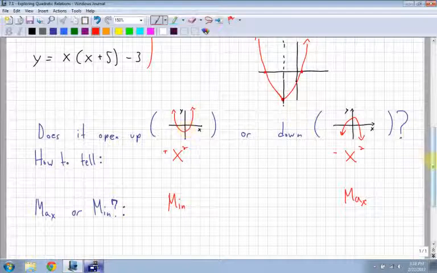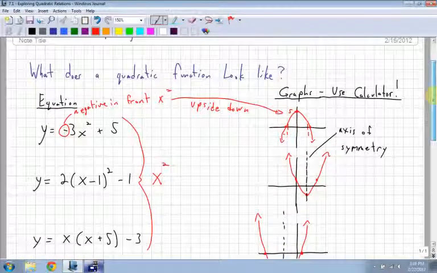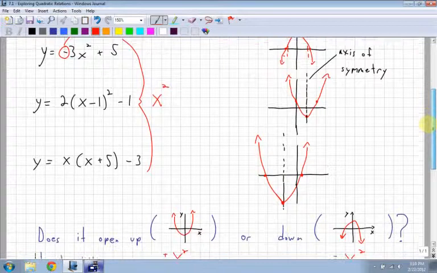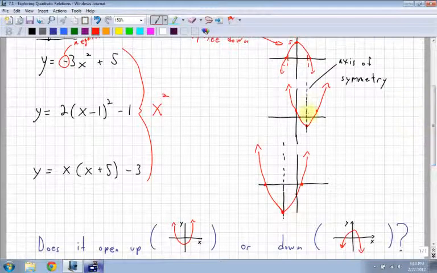And that's basically how to graph them using a calculator, how to check to see if they're opening up or down, and kind of what the axis of symmetry represents.